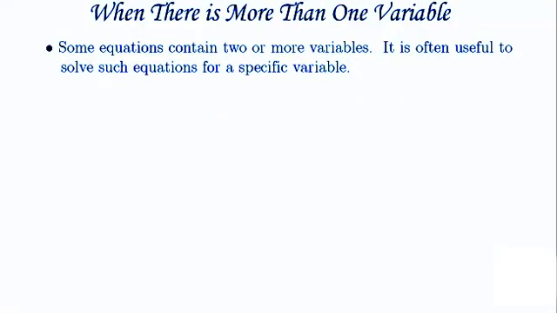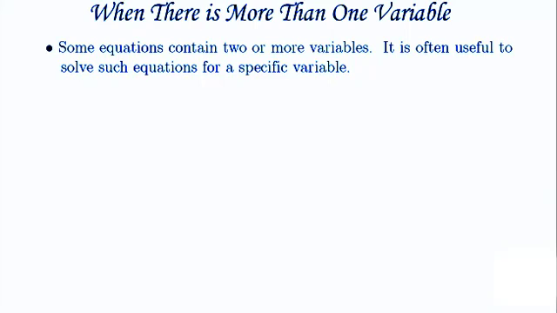Equations contain two or more variables, and it's often useful to use these equations and solve them for a specific variable. In real life, we frequently need multiple variables. If you think about situations like running a company, running a government, or a budget, there's a lot going on at once. You have income coming in, interest rates, the stock market, and if you're trying to figure out how all these things play in, it's going to take more than one variable.